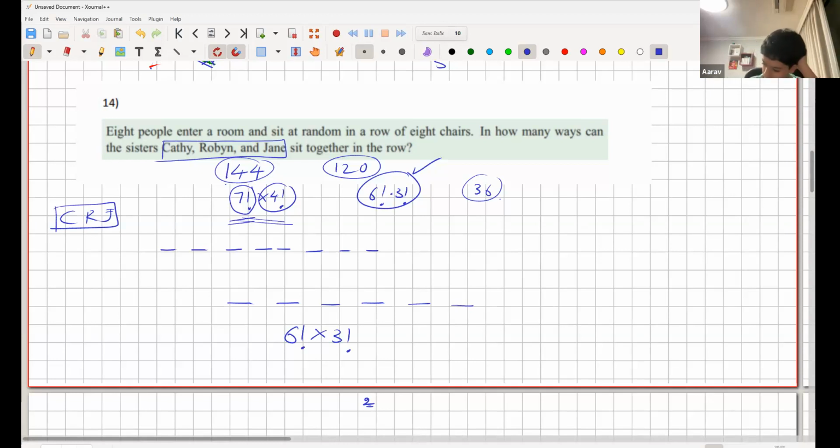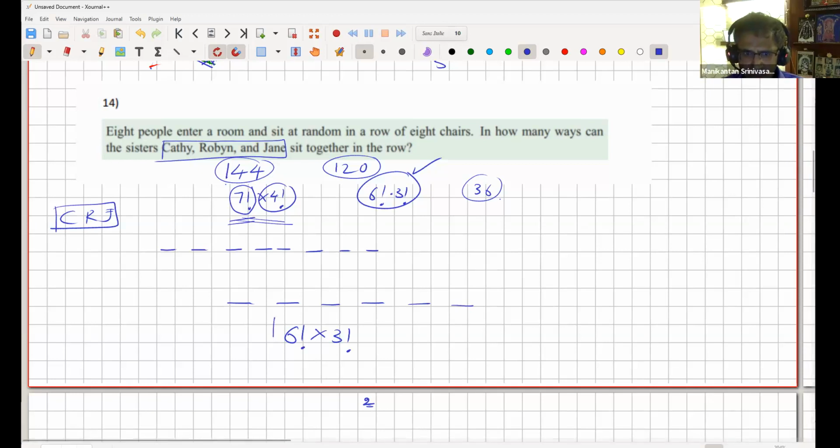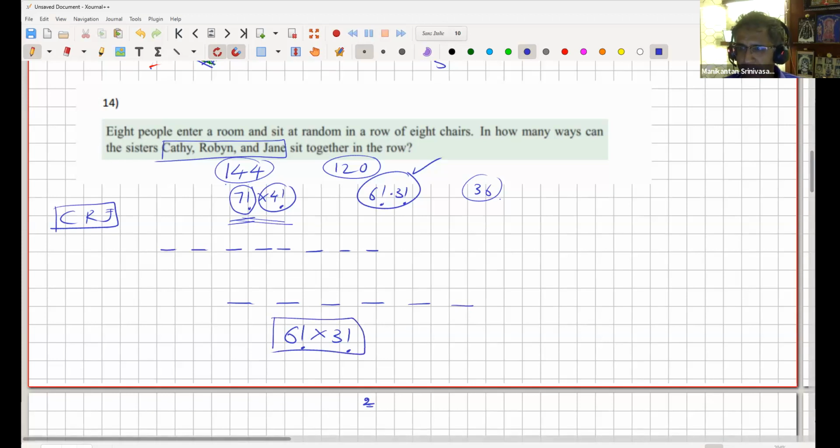Yeah. I understood what I did wrong. Understood, right? So it's pretty straightforward, as she said, right? 6 factorial ways, and then open the box, 3 factorial ways. Okay. So you good on this? Yeah. I did it like this.